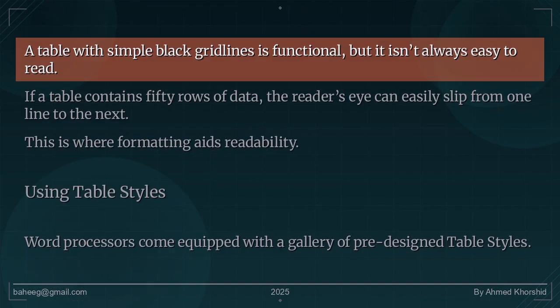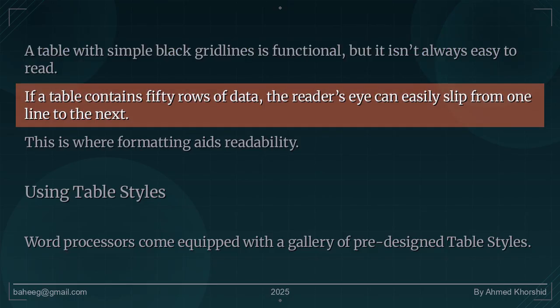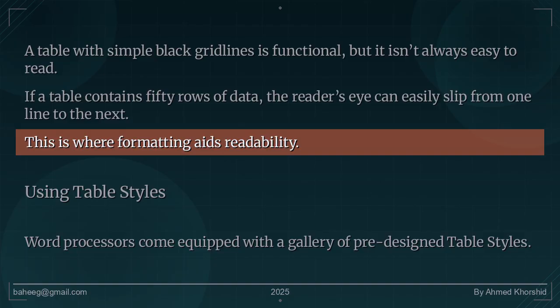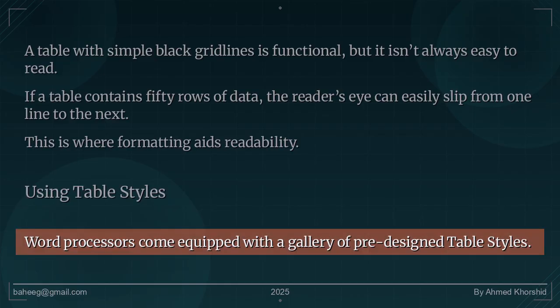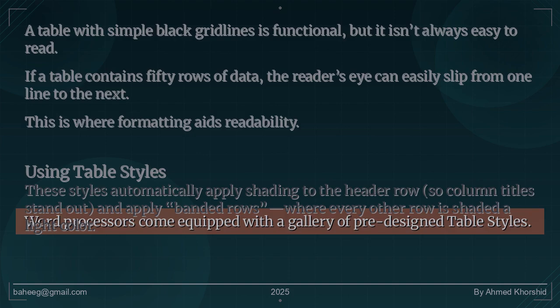A table with simple black grid lines is functional, but it isn't always easy to read. If a table contains 50 rows of data, the reader's eye can easily slip from one line to the next. This is where formatting aids readability. Using table styles. Word processors come equipped with a gallery of pre-designed table styles.